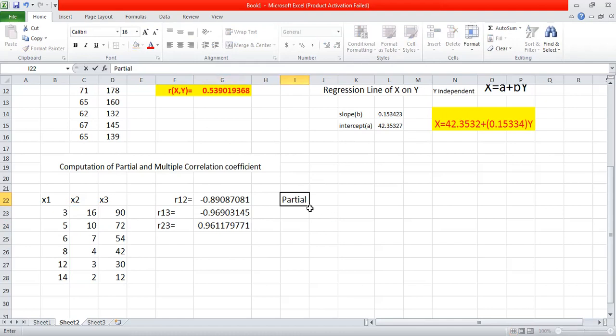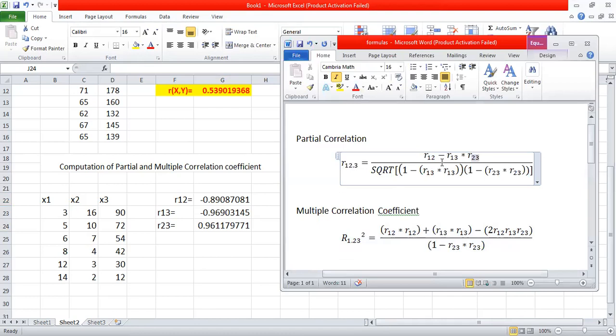First, we'll find the partial correlation coefficients. For this, what is the first one? I'll calculate R12.3. For this, you consider the formula. In the formula, I have the numerator value and also the denominator value. First, I'll find the numerator value separately. Then I'll find the denominator value.